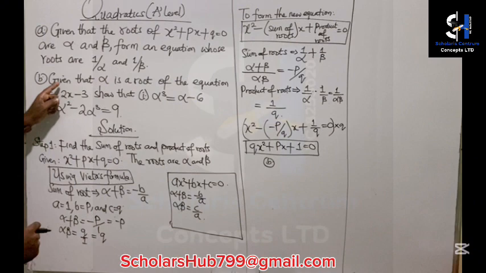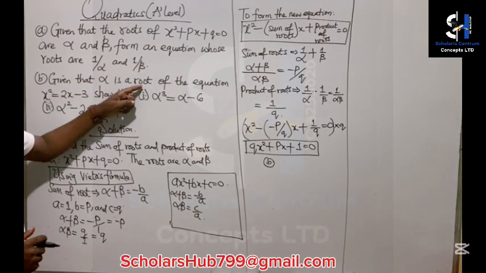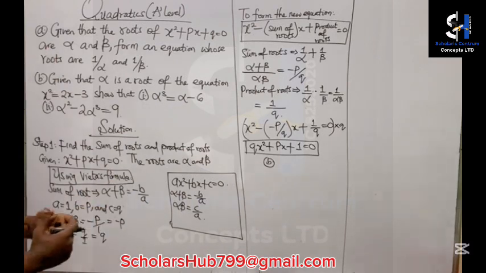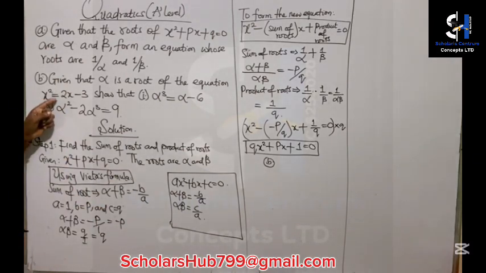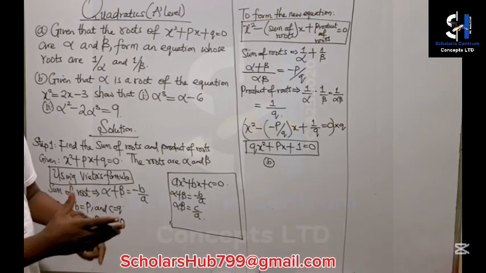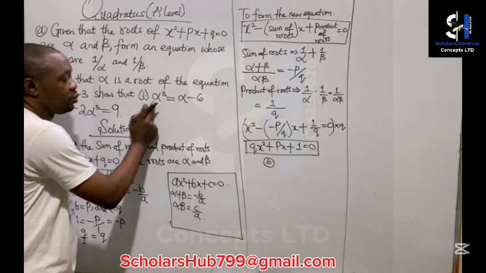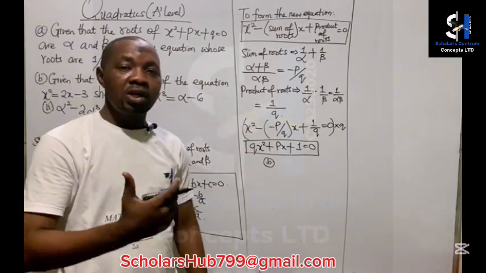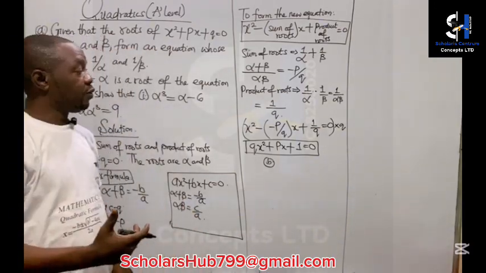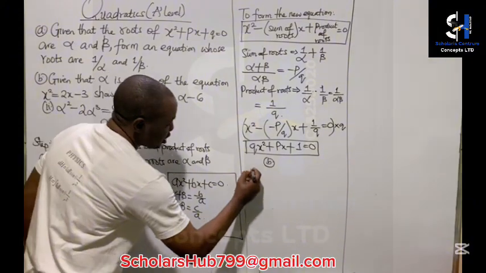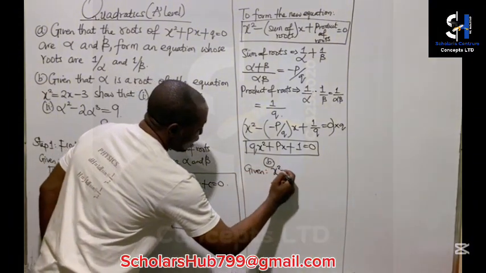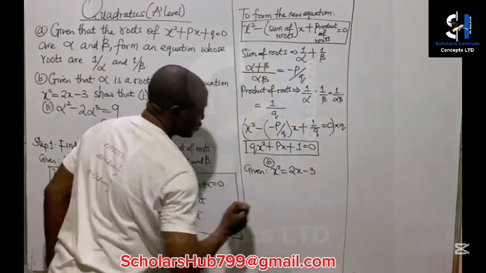9. Here we are given that alpha is a root, the only root which satisfies the equation x squared equals 2x minus 3. So we're going to use it to show why alpha cubed equals alpha minus 6. That is, we're going to express the cube of alpha in terms of alpha. Now, we're given x squared equals 2x minus 3.